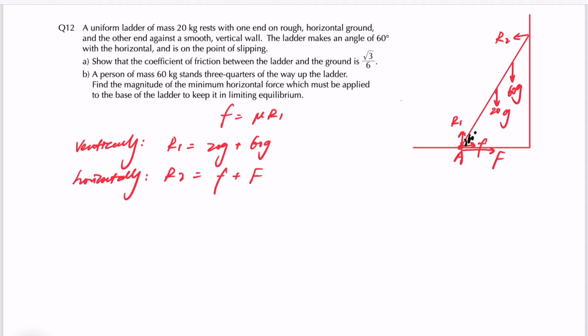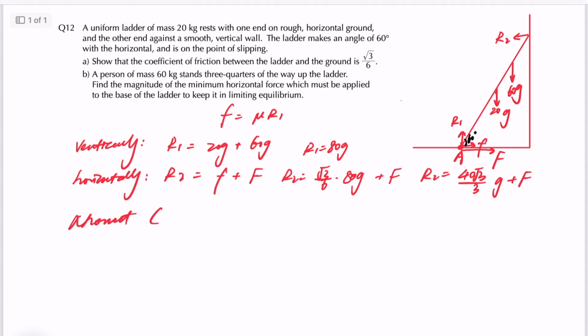Let's simplify each of the equations. R1 equal to 80g and R2 equal to mu, in this case we know it's square root 3 over 6, times 80g plus the force that we applied. Simplify it further. R2 equal to 40 square root 3 over 3 g plus the force F. Now that we've finished writing the vertical and horizontal force equations, we need to move on to the moment equation in order to figure out what R2 is. And you'll find this part very familiar. Moment. We still set A as the pivot.